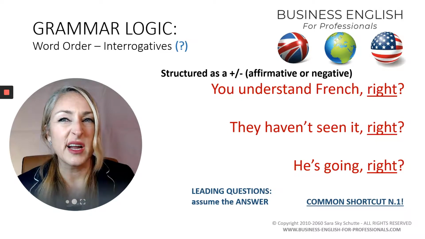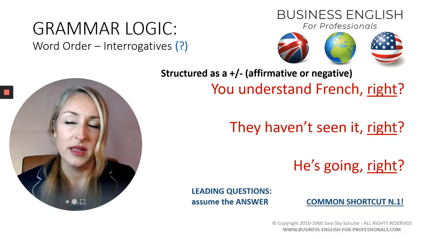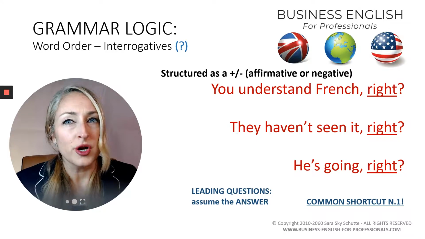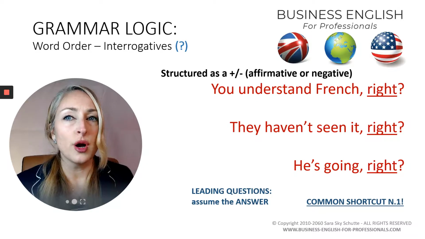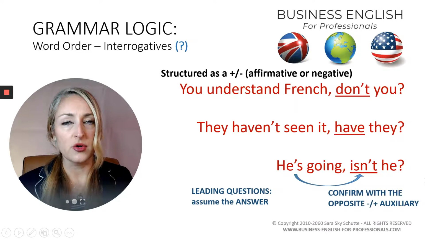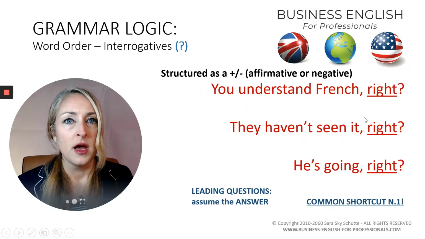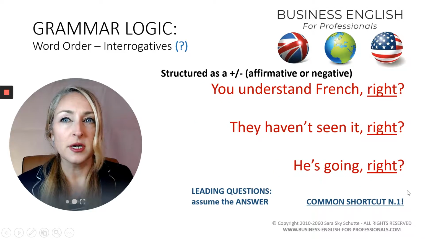They haven't seen it, right? He's going, right? Okay, that's perfectly fine. It's a shortcut. It's a little more American. British English, you hear it as well. We are looking at correct British English and correct international English, and this is correct here with using the auxiliary. But this is acceptable, not incorrect. Okay, it's a shortcut. It's perfectly fine.